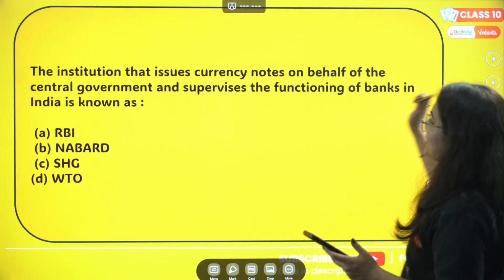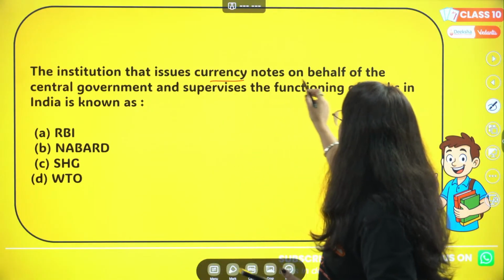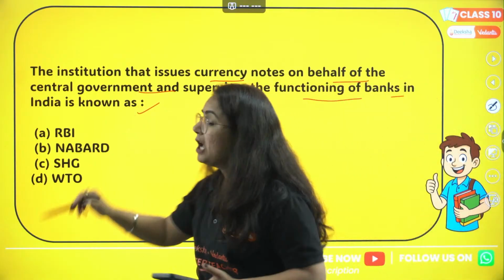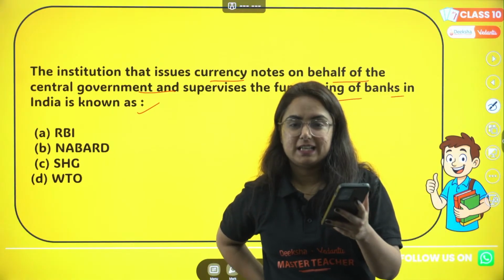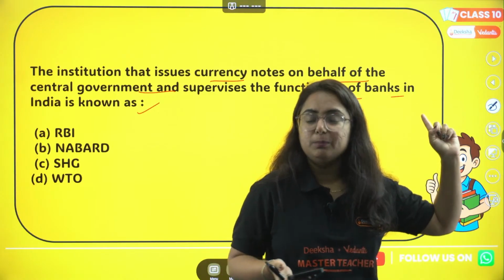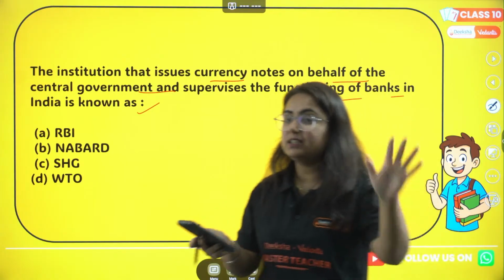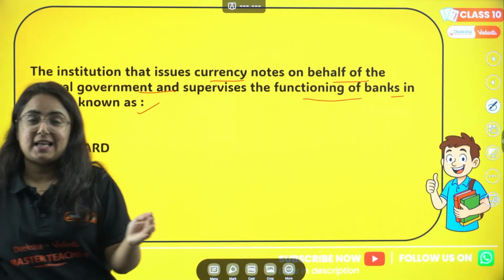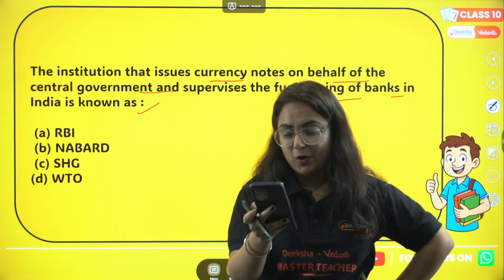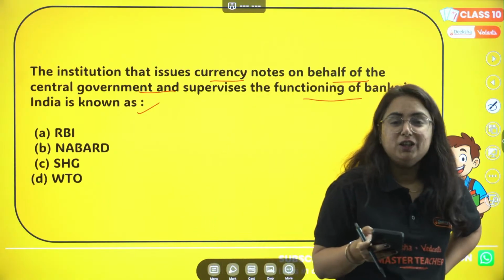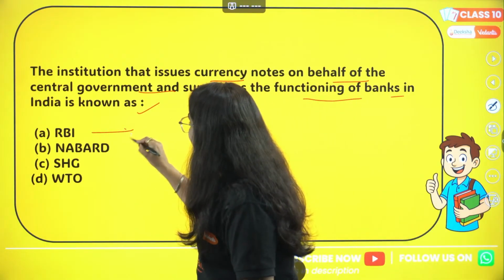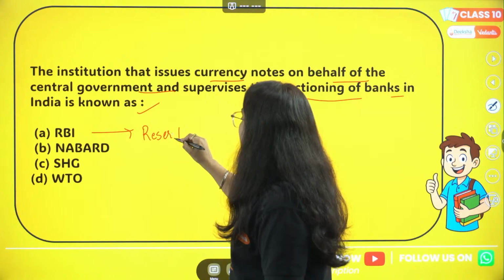Fine. Okay, next one. The institution that issues currency notes on behalf of the central government and supervises the functioning of the banks in India is known as: option A, RBI; B, NABARD; option C, SHG; or D, WTO. Although I never wanted to put this question because I know everyone can answer it, I have seen that this question is frequently asked in the exam, and if someone is still making the mistake, there is a high chance, so let us correct it. See, which institution issues currency notes on behalf of the central government? This one is from the chapter Money and Credit. Yes, Reserve Bank of India.